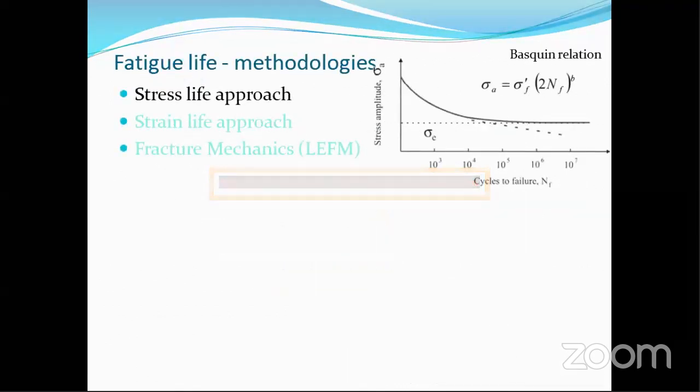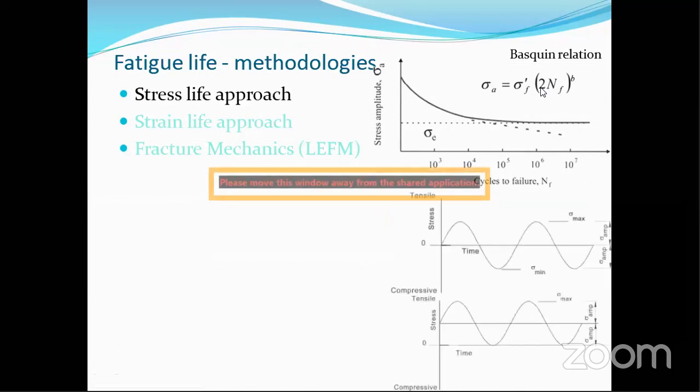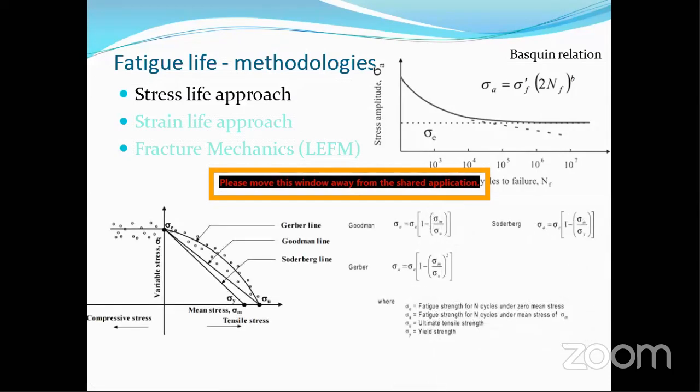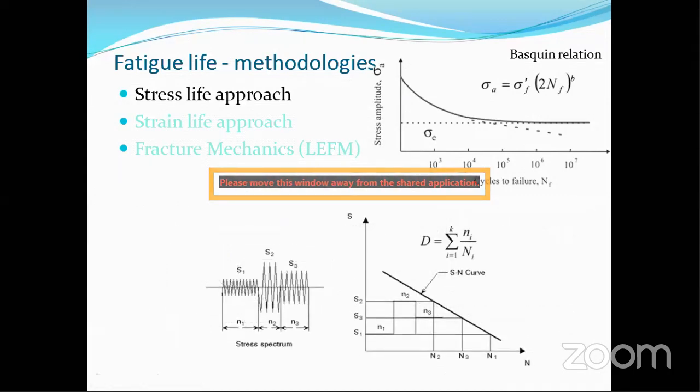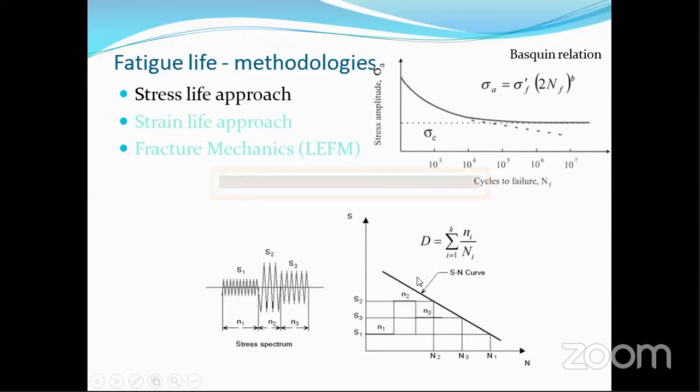So till now we have discussed the stress life approach based on Basquin's relation, and then we have seen the effect of mean stress, both positive tensile mean stress, compressive mean stress, and zero mean stress, and how we have to take care of mean stress in fatigue life, and how a stress spectrum can be counted by means of the Palmgren-Miner damage rule.